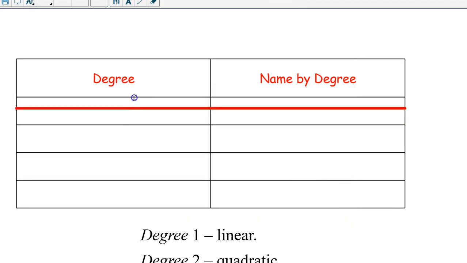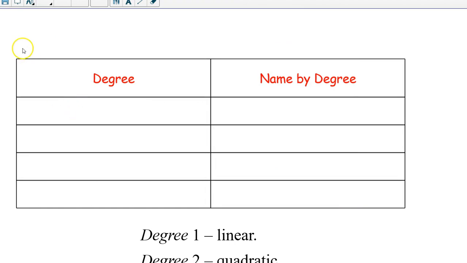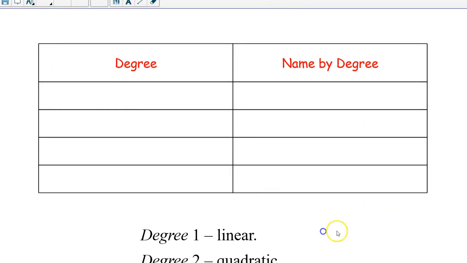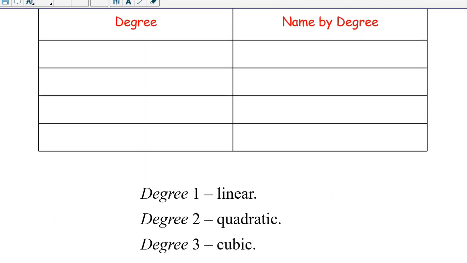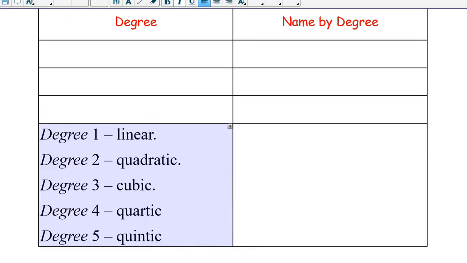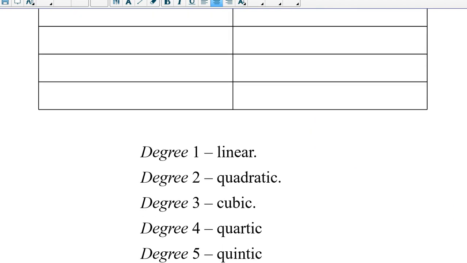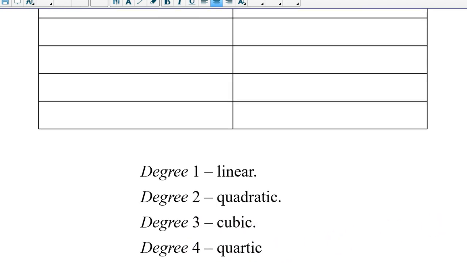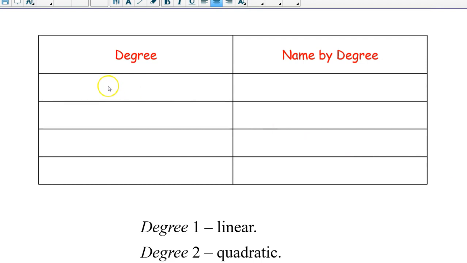Like I said just now, if the degree is 1, it is linear. And of course, if the degree is 0, it is a constant term. So we have here, degree 1, it's linear. Degree 2, quadratic. Degree 3 gives you cubic. And degree 4 is quartic. Degree 5 is quintic. So come up with your own examples. Write them down here, and what it represents, what is its name.